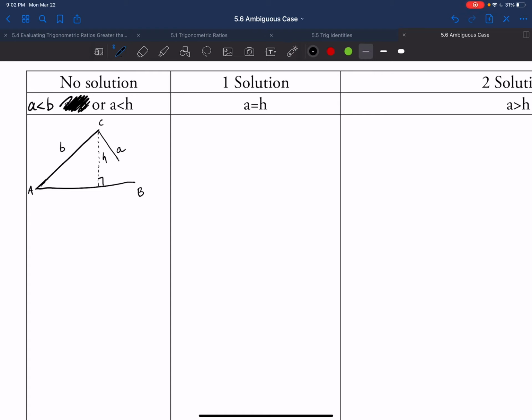Now, if A is equal to the height, and this is angle A, this is A, B, C. If it's equal to the height, that means it's a right angle triangle. So there's one solution.